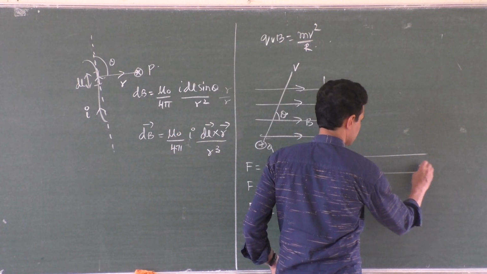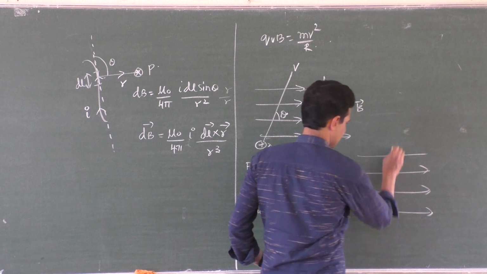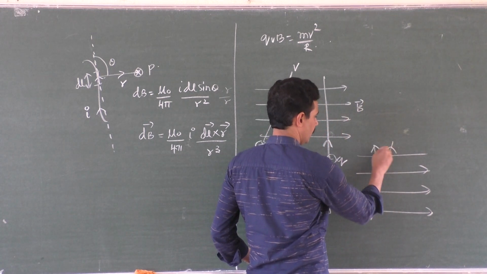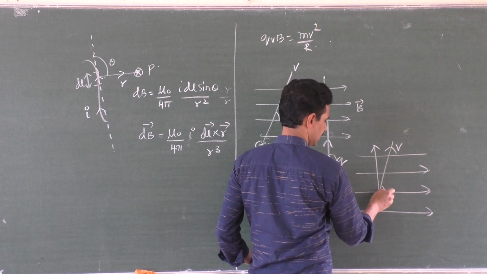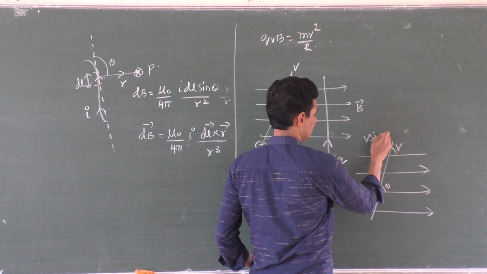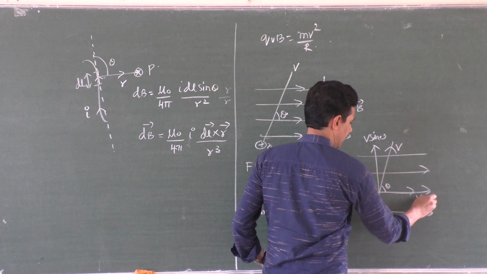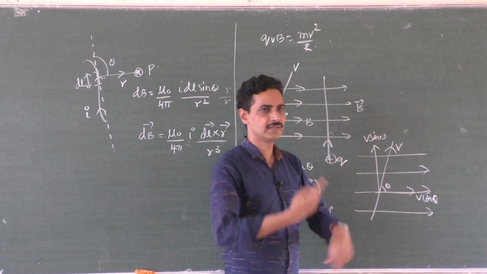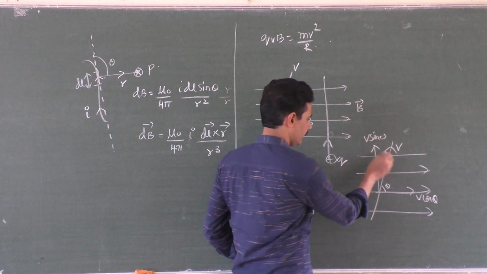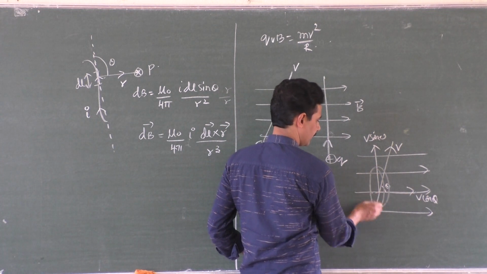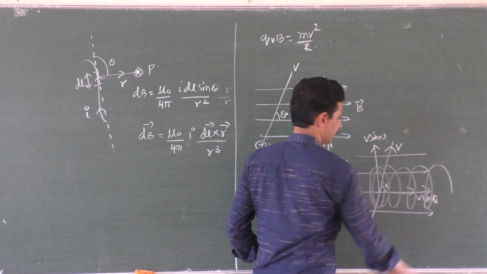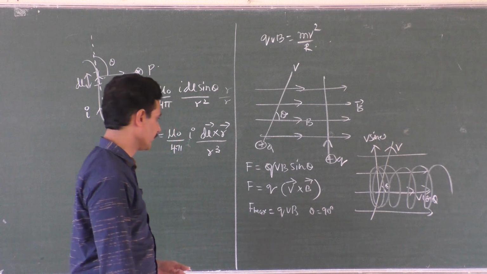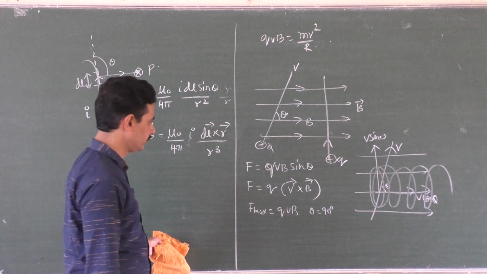If the charged particle is moving in this direction, you can split this velocity into two components. If this is theta, one is v sine theta, another is v cos theta. V cos theta takes it along the direction of the magnetic field. V sine theta makes it move in the circular path. So one velocity makes it move in a circular path, another takes it forward, so that becomes a spiral. So the force acting on a charged particle is QVB sine theta.